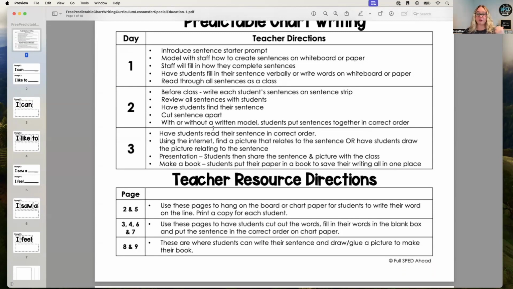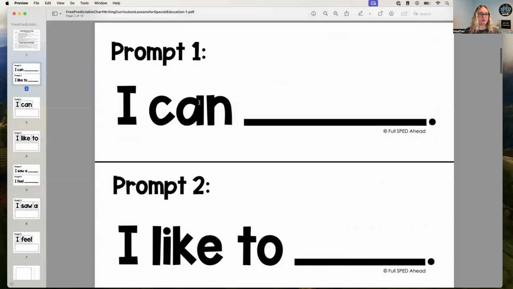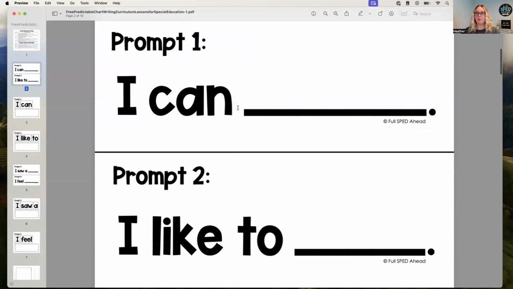And then on day 3, you're going to read the sentences in the correct order. Then we're going to find a picture to put into a book. They're going to have a story read about them and the things that they say, so that they can make a book. So here are the prompts that you might be looking at. Day 1 or prompt 1, whatever way you want to do it. Here's my week 1. This is what I'm going to do for 3 days of my lesson.